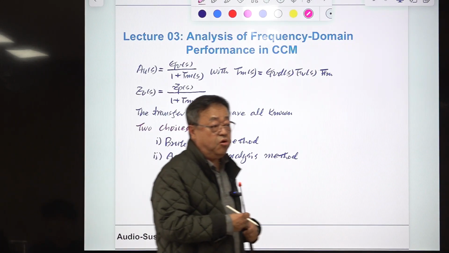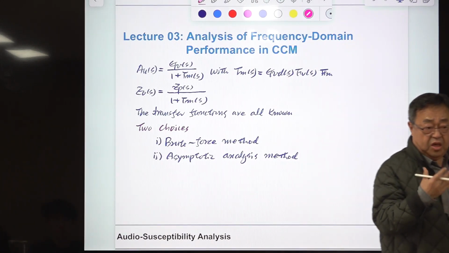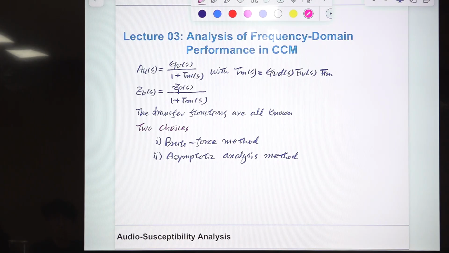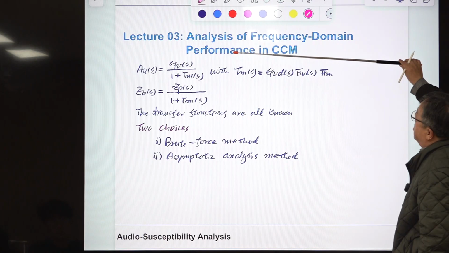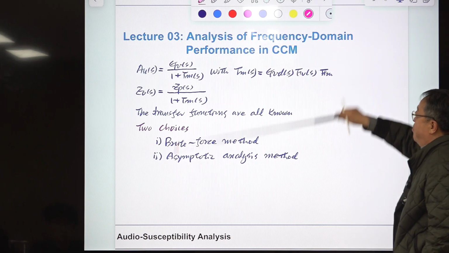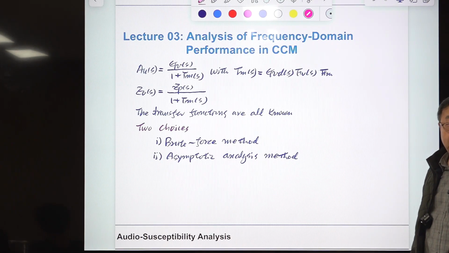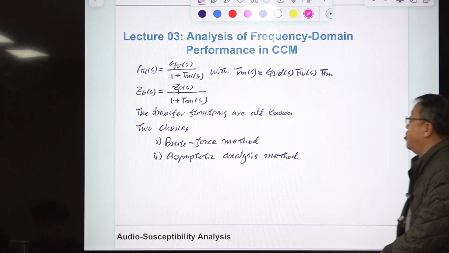In the last lecture, we discussed some details and the fundamental basics about the asymptotic analysis method. And in this lecture, we will be using that method to analyze the frequency domain performance of a converter in continuous conduction mode. Okay. Let me give you some introduction.